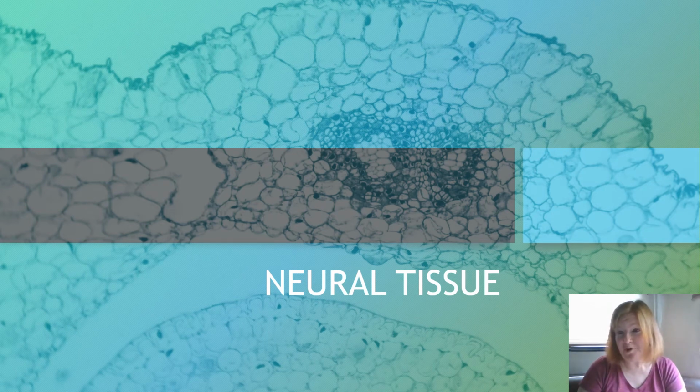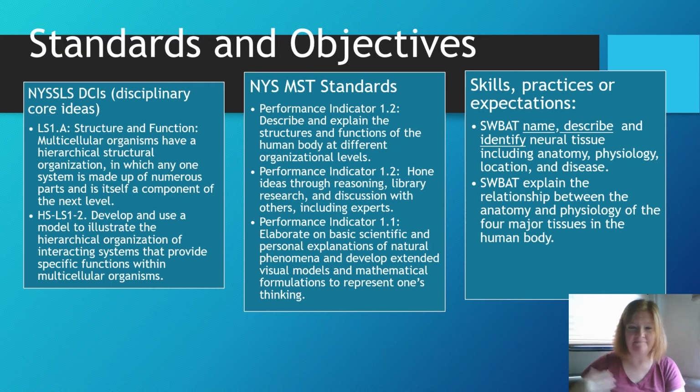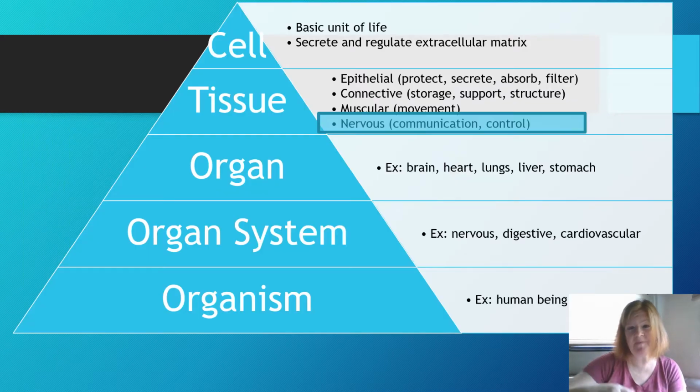Okay, time for neural tissue. So let's get to it. Here are the standards, objectives, pause, peruse, if you wish. Again, this should look super familiar at this point. It should be imprinted in your brain. We're focusing on the tissue level, and the last tissue that we haven't talked about yet, neural tissue or nervous tissue.